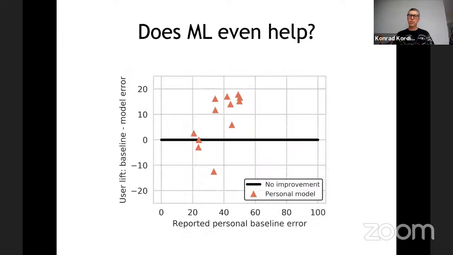So it's not actually all that helpful. Does machine learning even help? On the y-axis, you have the user lift. Out of these papers, there are 3 papers that are worse than not having any machine learning at all, and the remainder has a very small benefit.